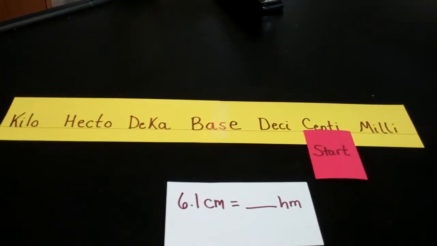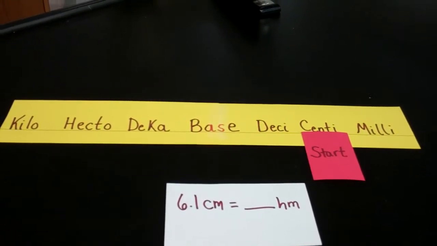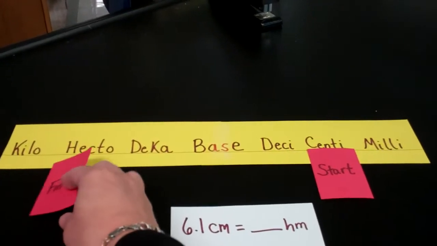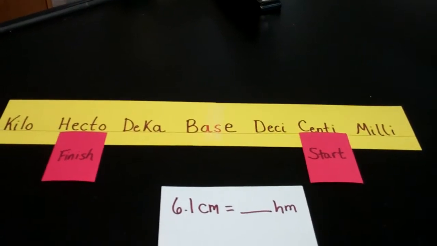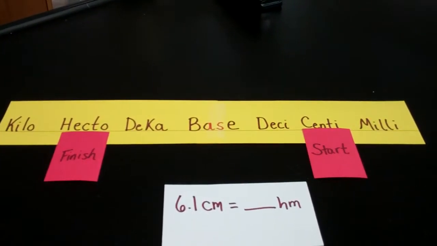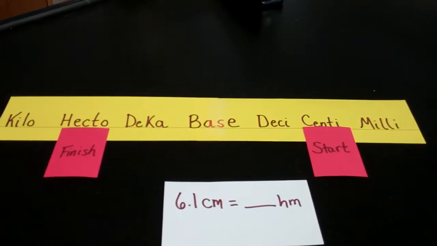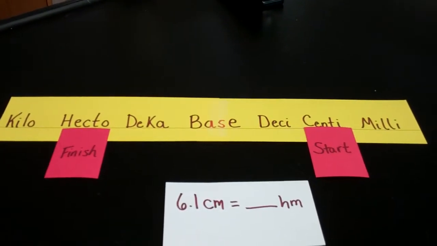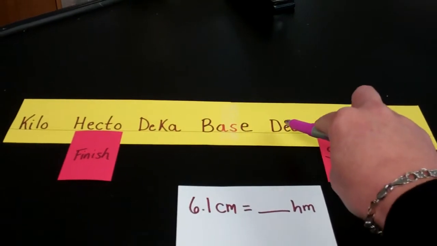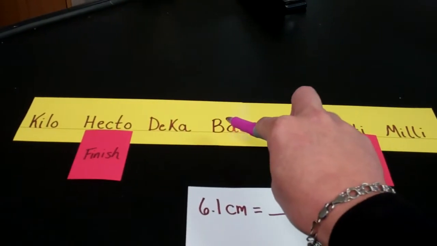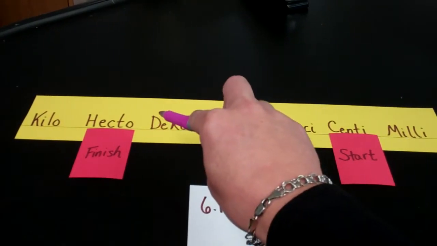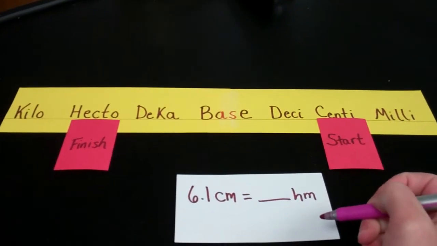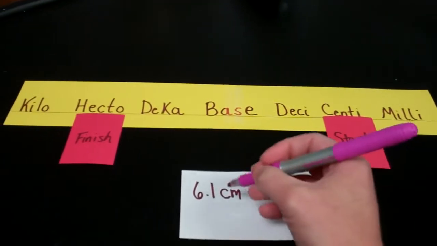We want our final answer to be in hectometers, so we look for hecto in the metric system, and we realize that it's right over here with hecto. So from start to finish, we know that we are going to be moving to the left, and this is where the looping system comes in. So 1 to deci, 2 to base, 3 to deca, and 4 to hecto. That's the exact same thing we do with our decimal.